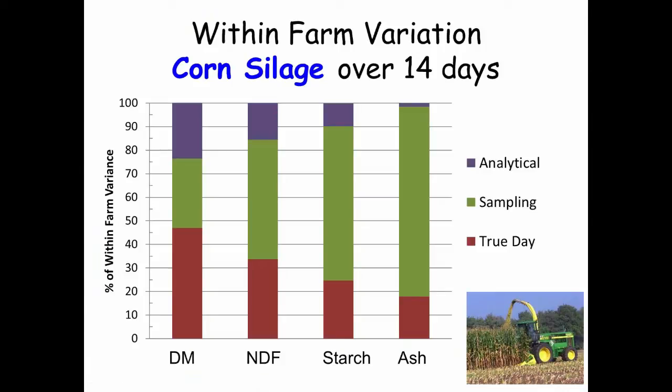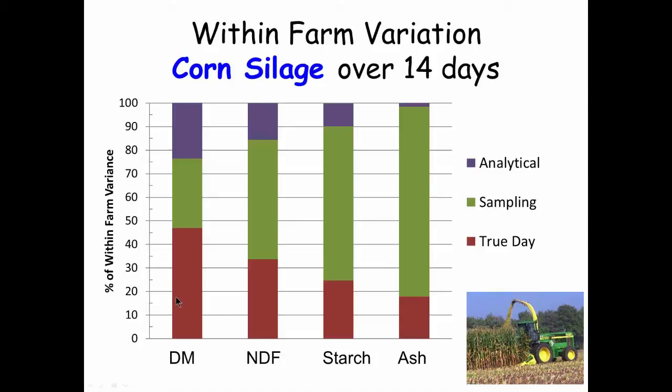So we broke down the within-farm variation. This is just showing corn silage. And what I want to show you is, in most cases, the true day-to-day variation over this 2-week period is actually a minor source of variation. By far, for fiber, starch, and ash, sampling error was the biggest source of variation. So if you get 2 different NDF values for corn silage in a short period of time, it's more likely to be caused by sampling than to be a true change in the silage composition.